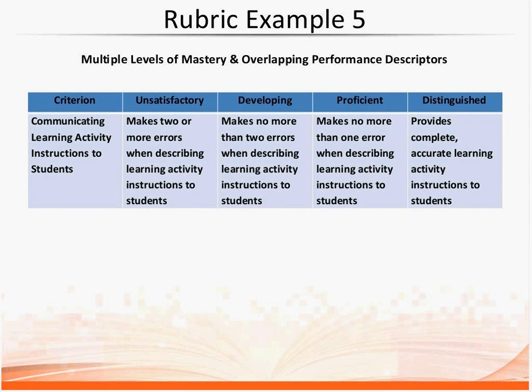Here's yet another example of multiple levels of mastery. But the main issue that I'm concerned with in this rubric is the overlap between unsatisfactory and developing. What would be the correct grade for someone who made 2 errors when describing learning activity instructions for students? There'd be 2 possible answers here with an obvious detriment to inter-rater reliability.